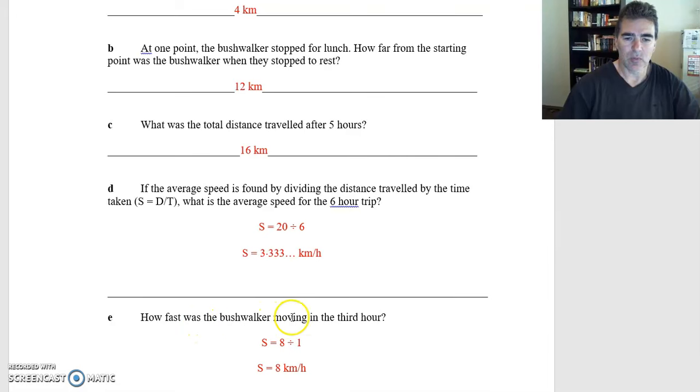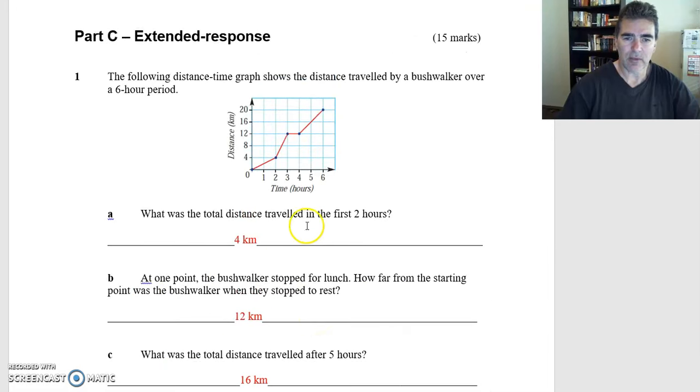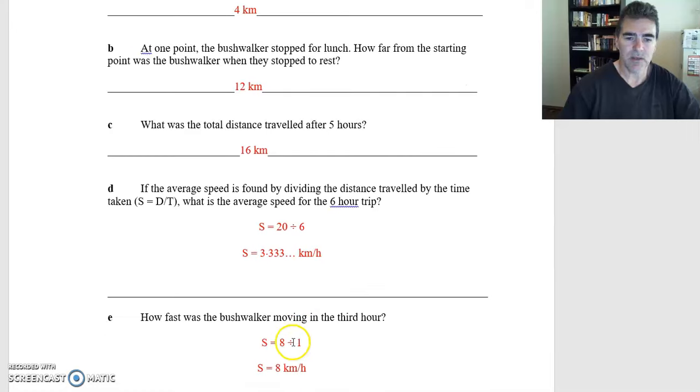How fast was the bushwalker moving in the third hour? Now the third hour, well, this is our first hour, this is our second hour, this is our third hour. From 2 to 3 is our third hour. Well, they moved from 4 kilometres up to 12 kilometres, so there's a difference there of 8 kilometres in that 1 hour. So the speed is 8 divided by 1, so 8 kilometres per hour.